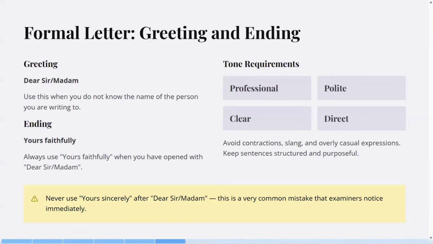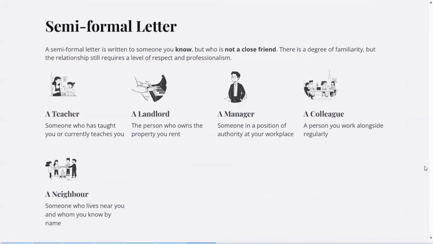And let's move on. A semi-formal letter is typically written to someone whom the candidate knows, but who is not a particularly close friend. For instance, it could be addressed to a teacher, a landlord, a manager, a colleague, or even a neighbor. There's a relationship with the person, but it's still necessary to maintain respect and a certain degree of formality. This letter is somewhere in the middle. It's not as cold as a formal one, but it's also not as relaxed as an informal one.